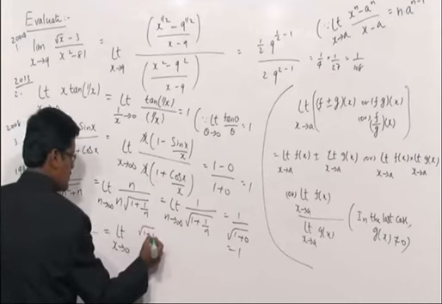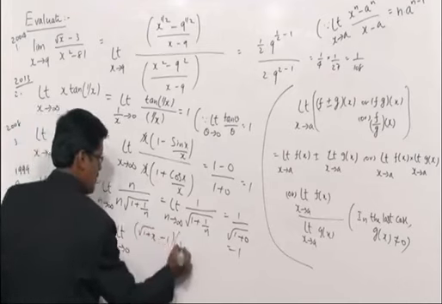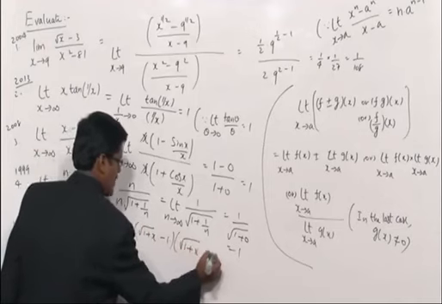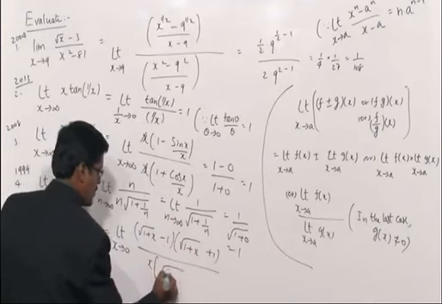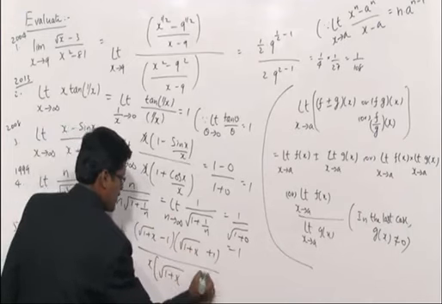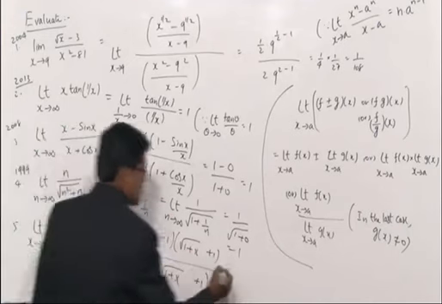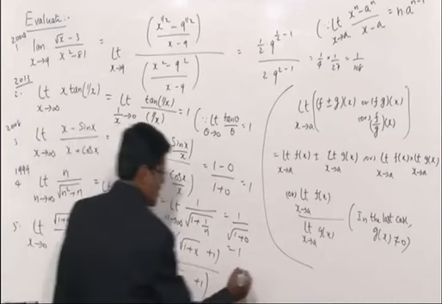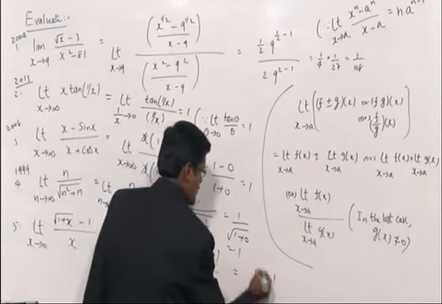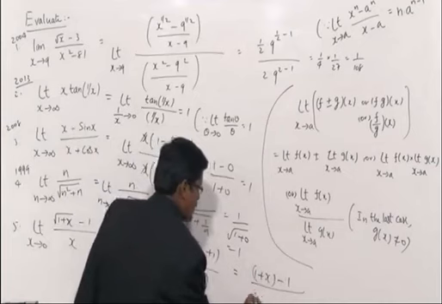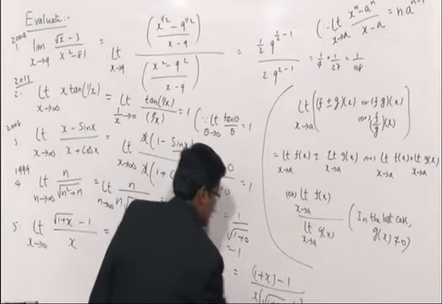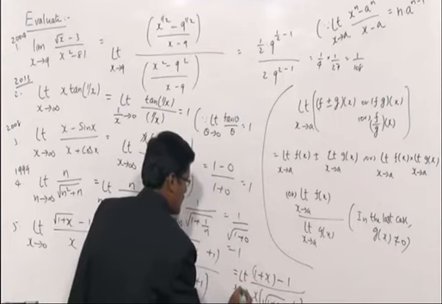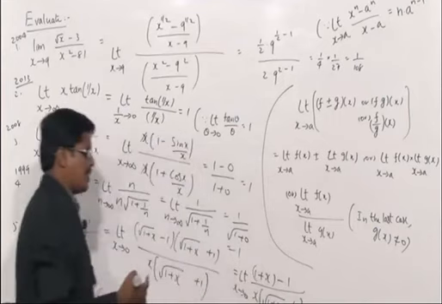Multiply by root over 1 plus x plus 1 divided by x times root over 1 plus x plus 1. In the numerator, a plus b into a minus b is a square minus b square. After that, roots are cancelled. So 1 plus x minus 1 divided by x times root over 1 plus x plus 1, limit x tends to 0. Here x is cancelled, after 1 minus 1 cancelled.